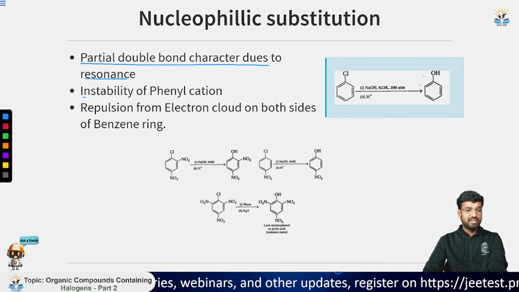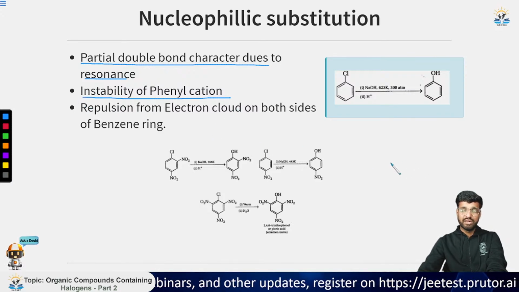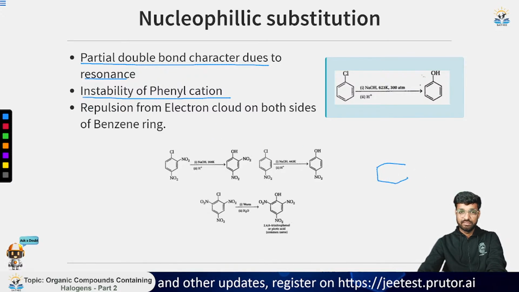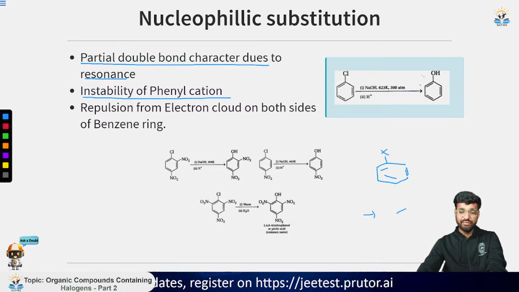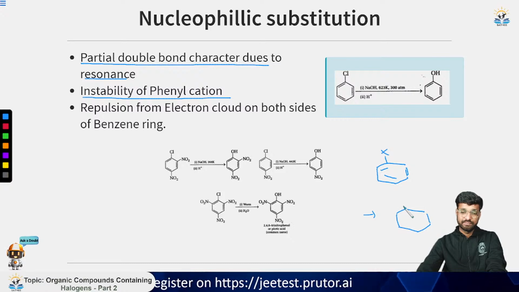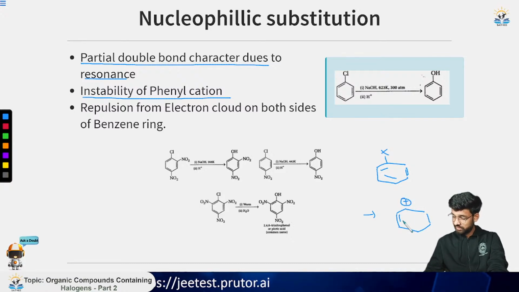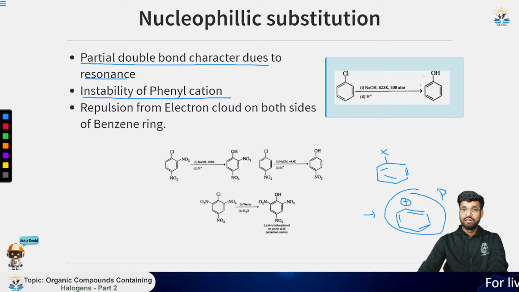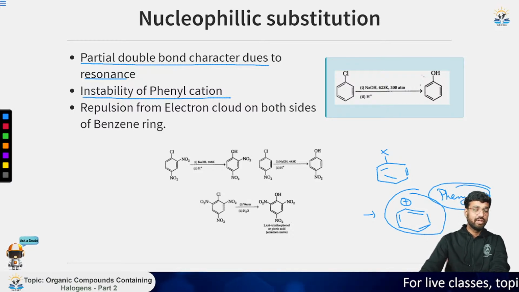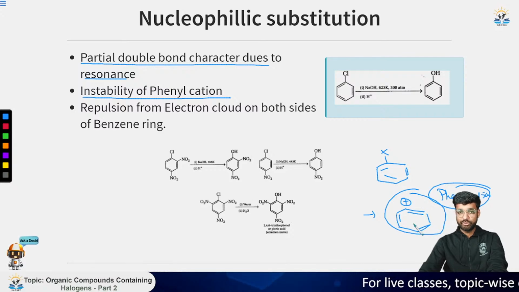Now the second is the instability of the phenyl cation. If you are substituting on a phenyl, suppose this is X. First this X will leave and we will get a kind of this. But this phenyl cation is not stable, because it lacks aromaticity. It is difficult for this to be aromatic because conjugation is lost here.